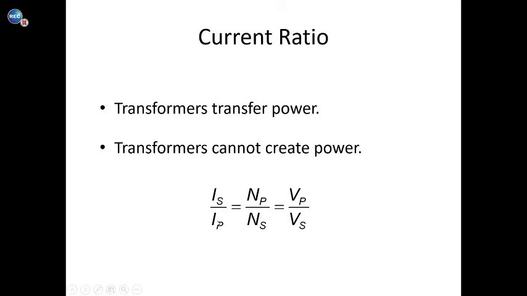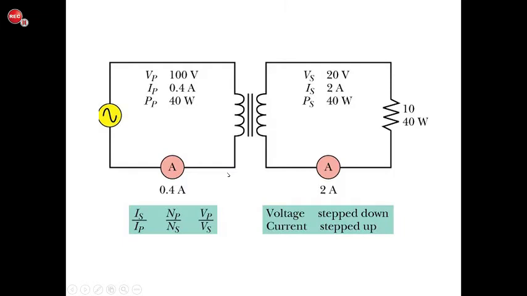What that all means is that the current ratio, secondary current divided by primary current, will be equal to the primary turns divided by the secondary turns. So with voltage, it's primary to primary and secondary to secondary, but with current, it's primary to secondary and secondary to primary.